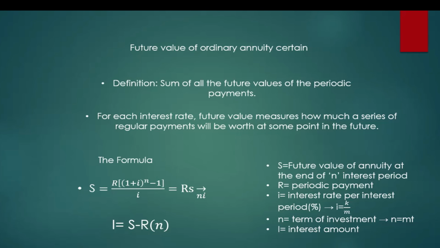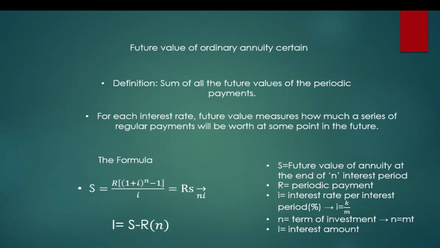The formula is given, which is S equal R multiplied by, inside the bracket, 1 plus I to the power of n minus 1, and the upper part will be divided by the down part, which is I. There is also a formula for interest, which is I equal S minus R multiplied by n.